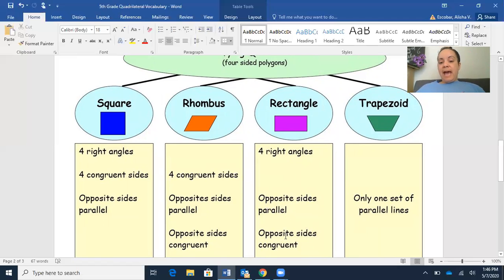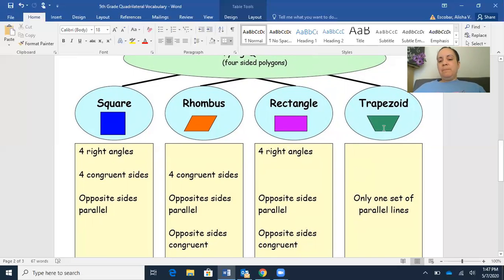But it can have opposite sides congruent, which means this side is congruent to this side, and this side is congruent to this side. So these sides are equal, and these sides are equal. Not all 4 sides, just the 2 opposite sides. And then the sides are parallel, so this side is parallel to this side is parallel to this side.